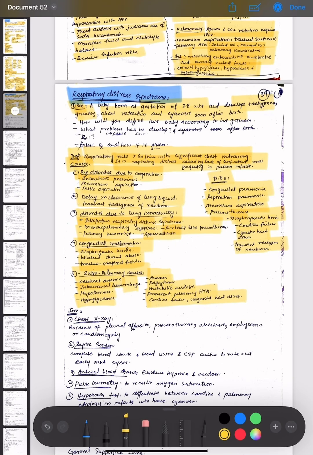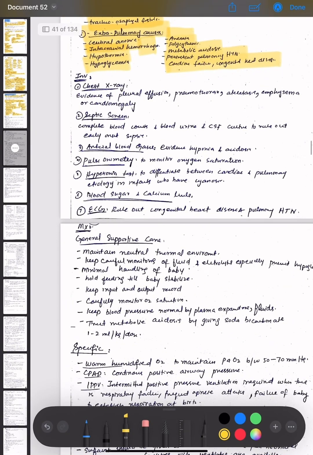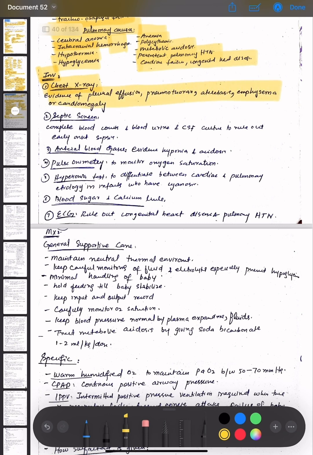Now, the investigation options for respiratory distress syndrome are chest X-ray, to look for evidence of pleural effusion, pneumothorax, atelectasis, emphysema, or cardiomegaly. Then a septic screen is done, which is complete blood counts and blood, urine, and CSF culture to rule out early onset sepsis. Then arterial blood gases are done, which give evidence of hypoxia and acidosis.